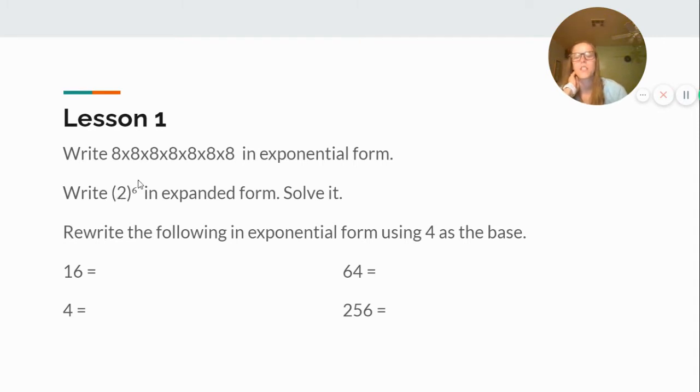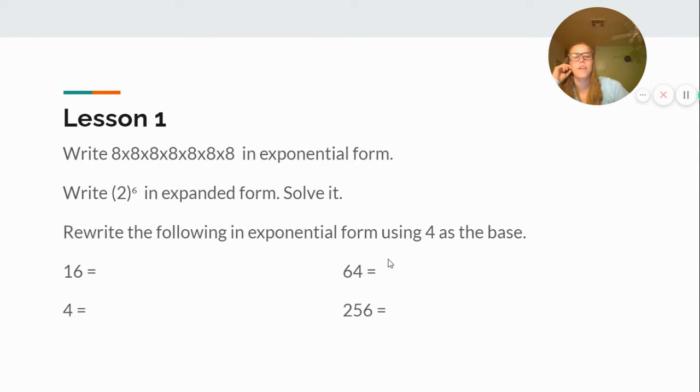Write 2 to the 6th in expanded form. Solve it. So we'd write 2 times 2 out with 6 2's, and then solve it. 2 times 2 is 4, times 2 is 8, times 2 is 16, times 2 is 32, times 2 is 64.